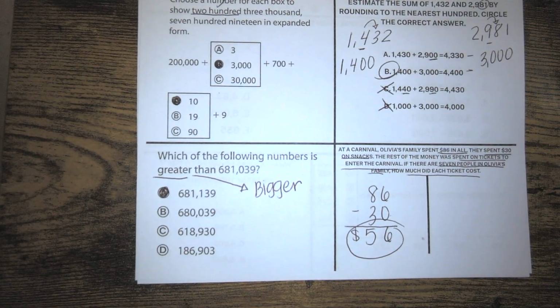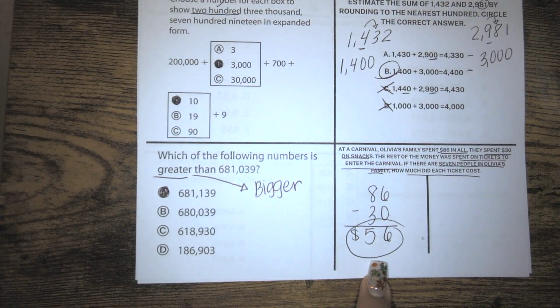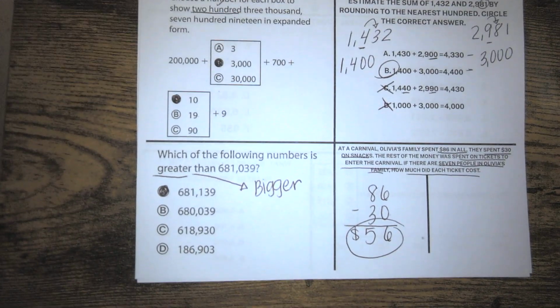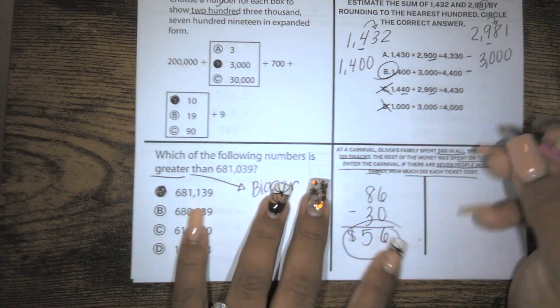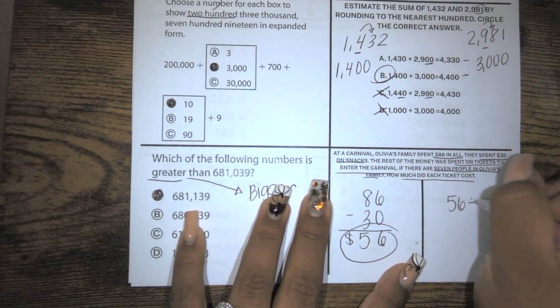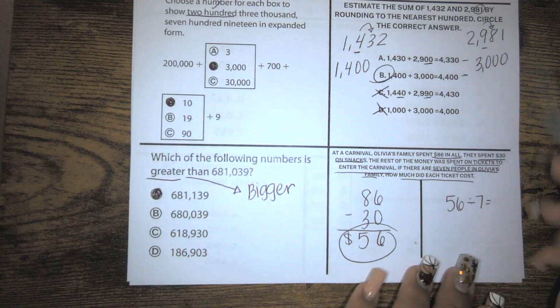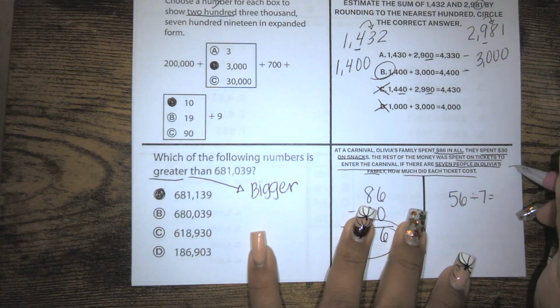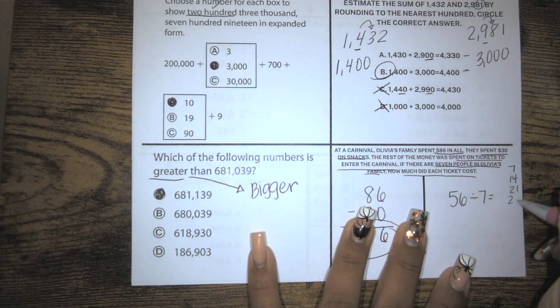The rest of the money was spent on tickets to enter the carnival. If there are 7 people, what am I going to do with 56 and 7? Listen to the question. The rest of the money, which is the $56, was spent on 7 people. How much did the ticket for each person cost? What is it? It is division. 56 divided by 7. I'm going to skip count by what number? 7, 14, 21, 28. What else?